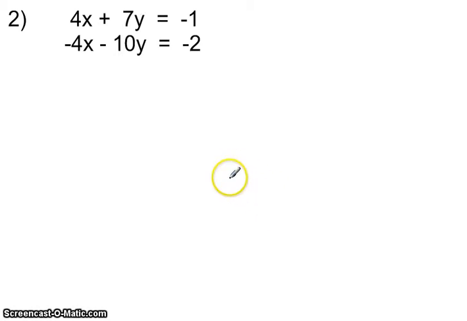Alright, next one. We're going to solve this system of equations, and the first thing I want to do is make sure that everything's lined up. X's, y's, equal, constant. Good to go with that. We don't have to do any rearranging. So now I'm going to look to see what's opposite, if there's anything that would eliminate. And right off the bat, I can see that a positive 4 and a negative 4 will eliminate each other. So I'm going to add these two.